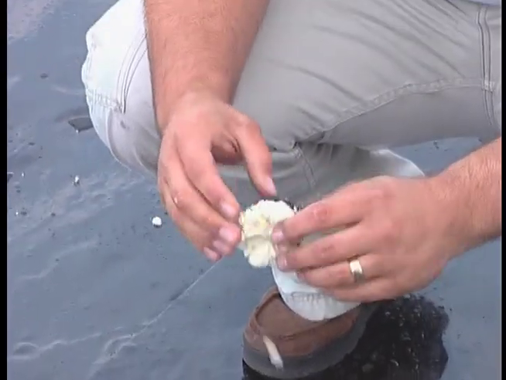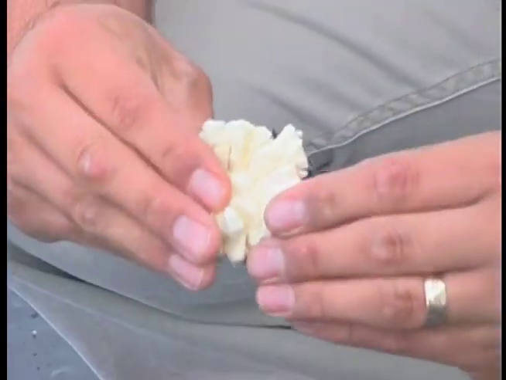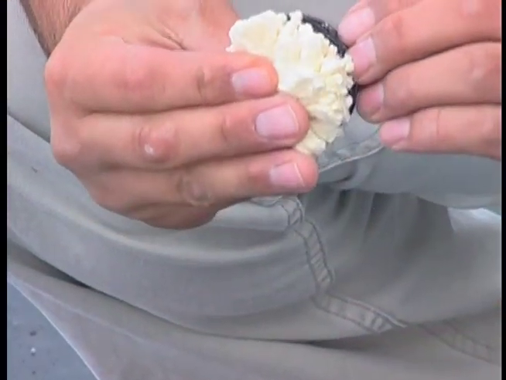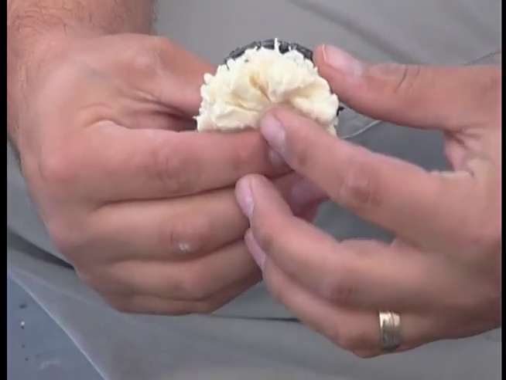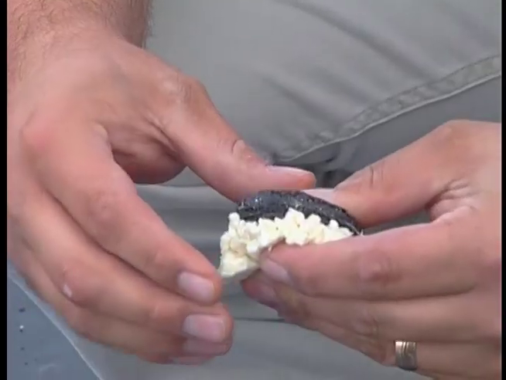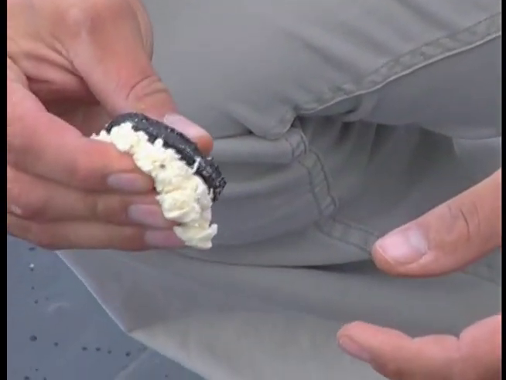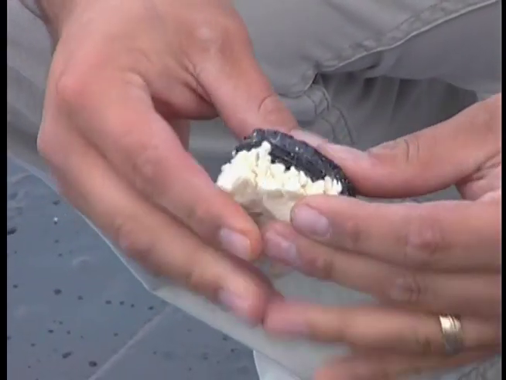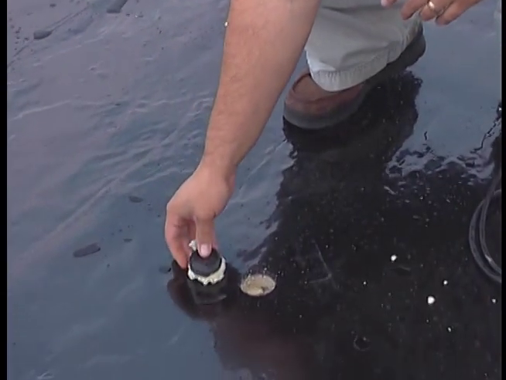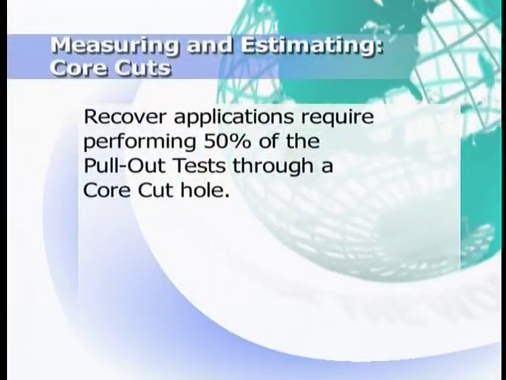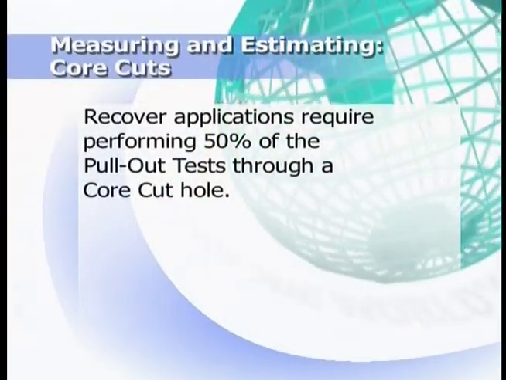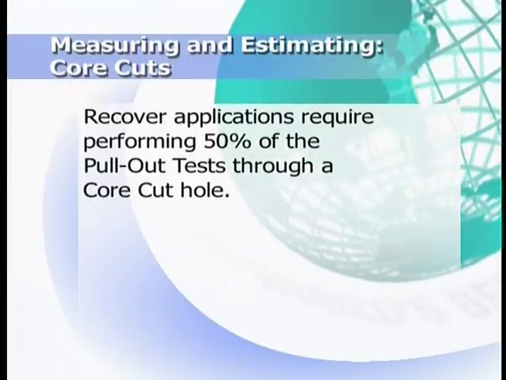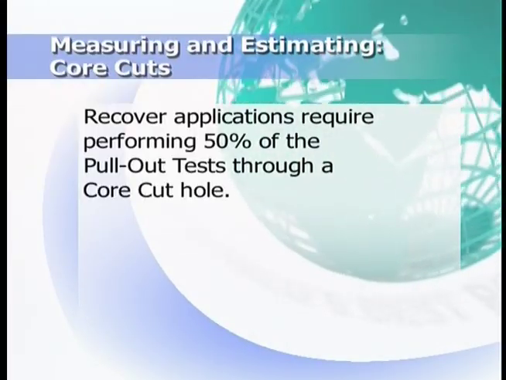The material and condition of the deck will help you determine the correct type of fastener to use later in the pull-out test. Squeeze the sample with your hands. If moisture comes out of the sample, then the roof is saturated and must be torn off and replaced. In recover applications, you must conduct at least 50% of the pull-out tests through a core cut hole.